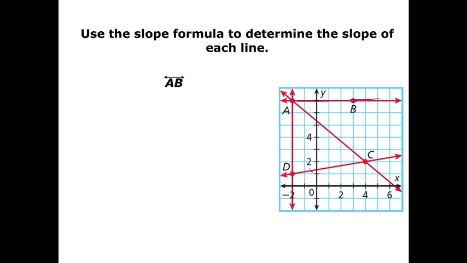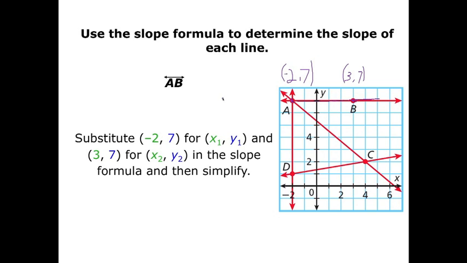And we can see that A, if I go left 2 and up 7, is at (-2, 7), and that B is over at (3, 7). Okay, so we're going to find the slope between those two coordinates. I let (-2, 7) represent x sub 1, y sub 1, and (3, 7) represent x sub 2, y sub 2. I then apply the formula.